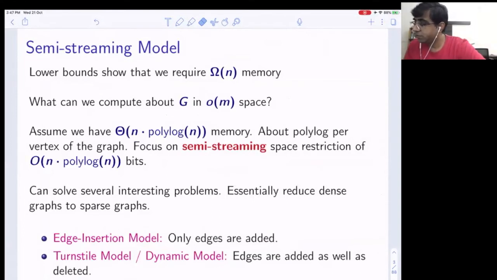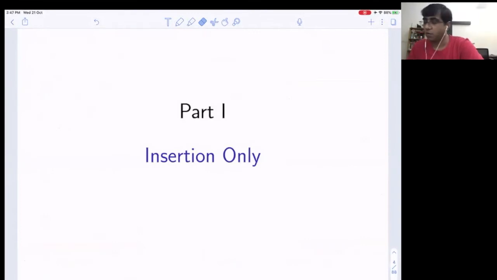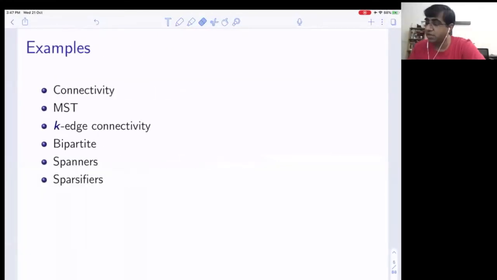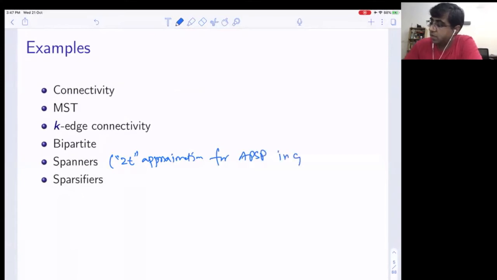Last time we saw only the insertion-only model, where no edges were deleted and edges were just added. In that setting, we saw connectivity, minimum spanning tree, k-connectivity, testing whether a graph is bipartite or not, and spanners, which gave us a factor 2t approximation for all pairs shortest paths in space roughly O(n^(1 + 1/t)). Then we saw a sparsifier.